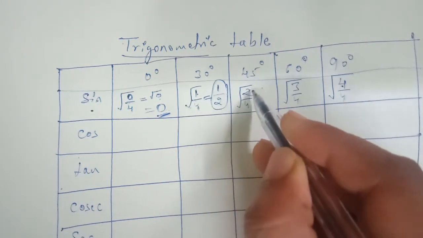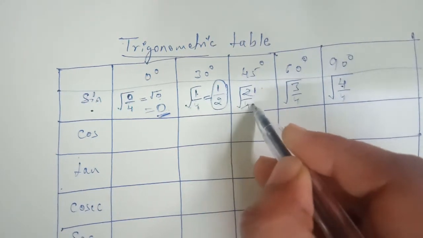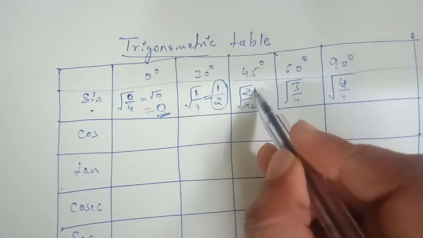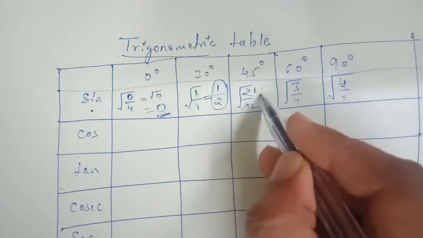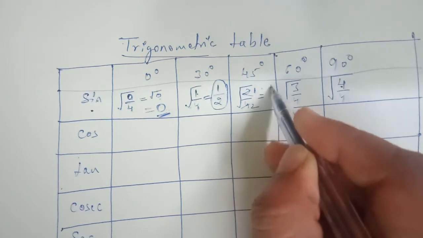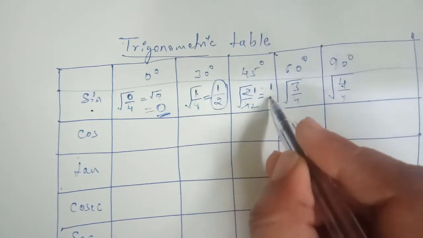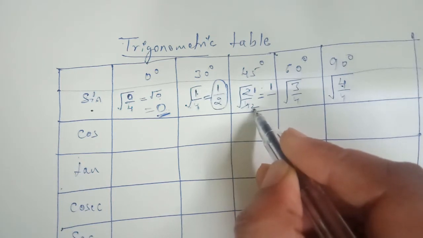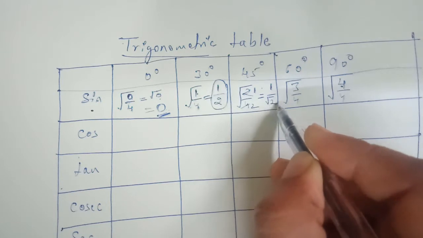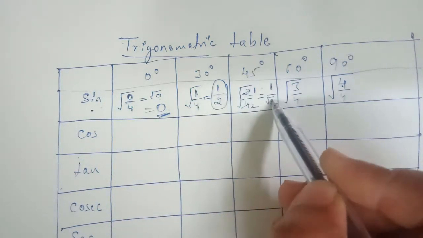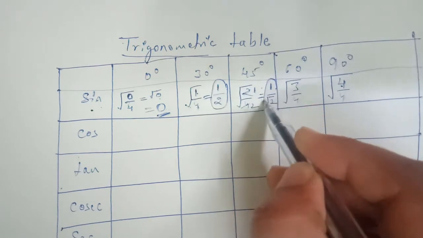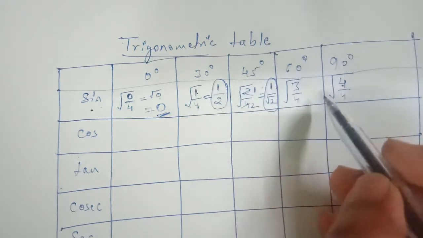Next, here we can do the cancellation. 2 ones are 2, 2 twos are 4. In the under root, we have 1 at the numerator and 2 at the denominator. So 1 never remains in the under root, so it will come out. And 2 is a number which does not form a pair, so it will remain in the root only. So we get the value of sine 45 degree equal to 1 upon root 2. So this is the value of sine 45 degree.